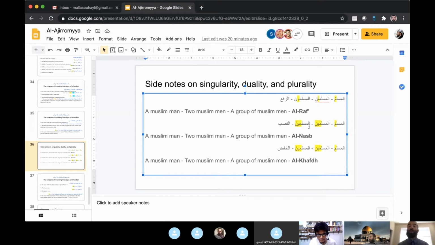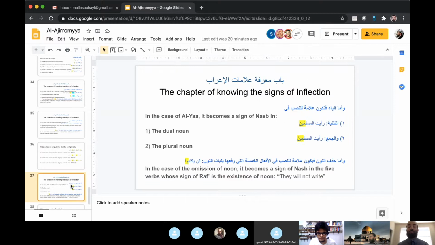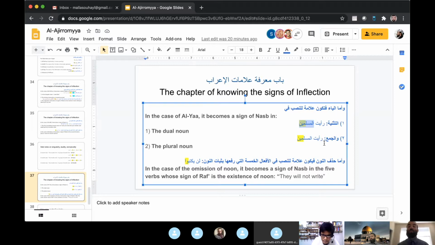So this is where a ya becomes a sign of nasab. Any questions about that? For example, the example that I have here, Ra'aytul Muslimaini. I saw the two Muslim men. You see how there's a ya here? وَرَأَيْتُ الْمُسْلِمِينَ. I saw the Muslim men, meaning the group of Muslim men.